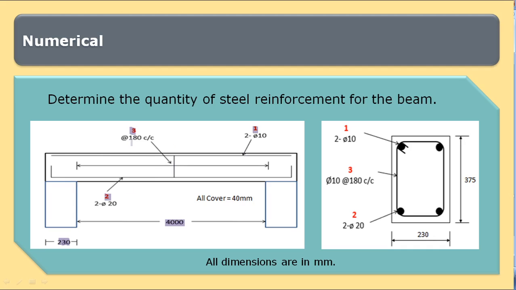Stirrups are provided at a center to center distance of 180 mm, as can be observed in the cross section. The beam has a width of 230 mm, the overall depth of the beam is 375 mm, and the cover on all sides to the reinforcement is 40 mm. We need to calculate the weight of this reinforcement. In order to calculate the weight, first of all we need to calculate the volume, and for that we need to know the length of each of these bars. So we'll calculate the length of the straight bar, that is item 1, and the length of straight bar with bend.